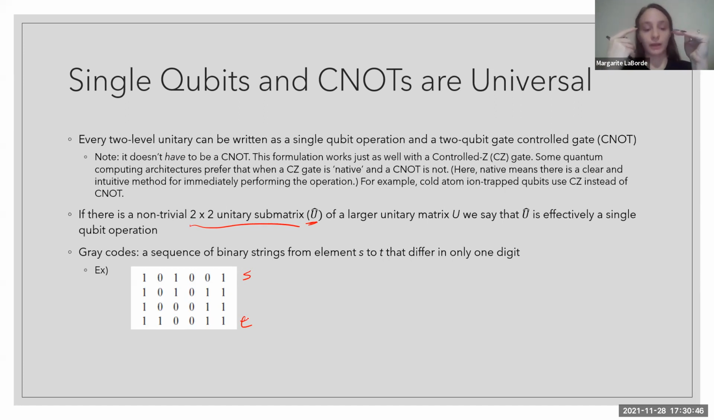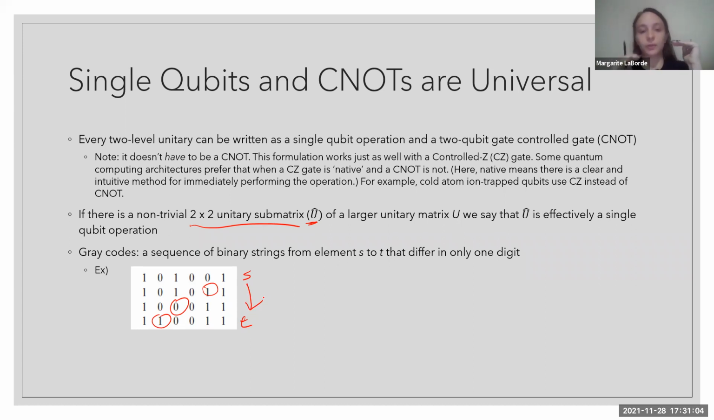And so here's the example they have in Nielsen and Chuang. You can see from step 1 to step 2, they change this one, and then they change this one, and then they change this one. And so they can move from some starting state S to some state T just by doing bit flips.